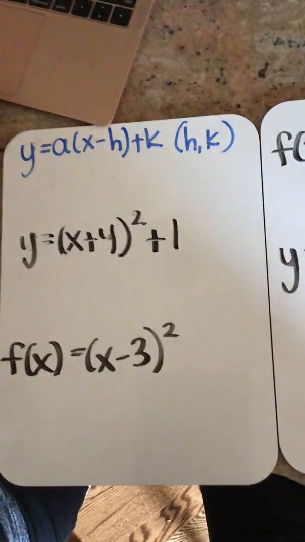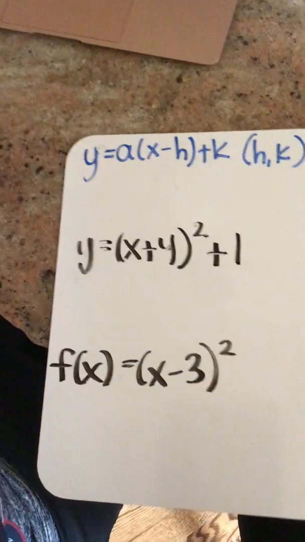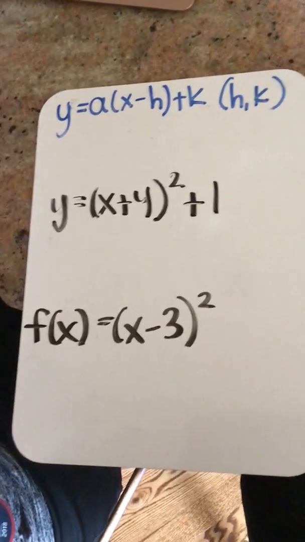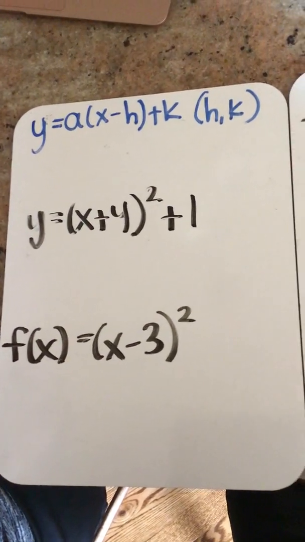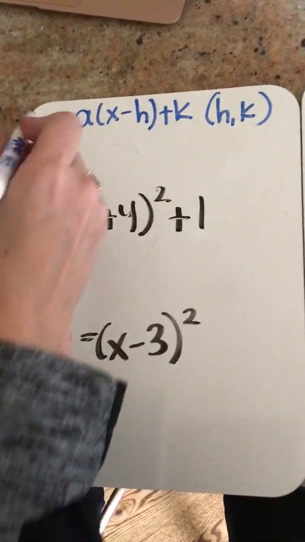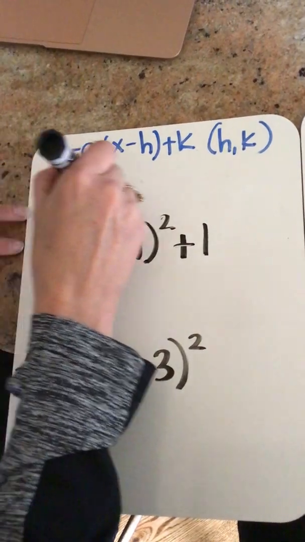Okay, so we're learning about the different forms of quadratic equations. The first kind that we had learned was standard form, and then we learned our factored form. This is the next form. It's called vertex form. The nice thing about vertex form is that it tells you your vertex right in the equation. Okay, so this is the way that your vertex form looks right here, this piece right here.